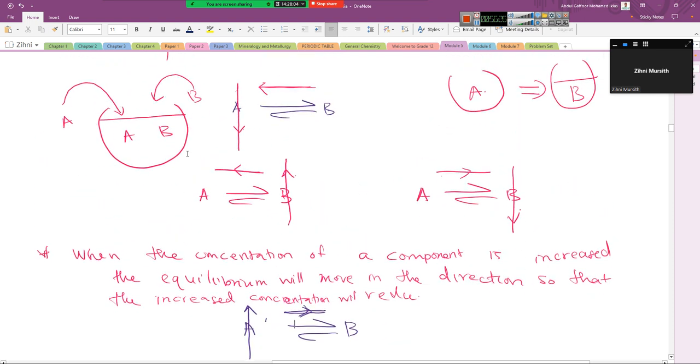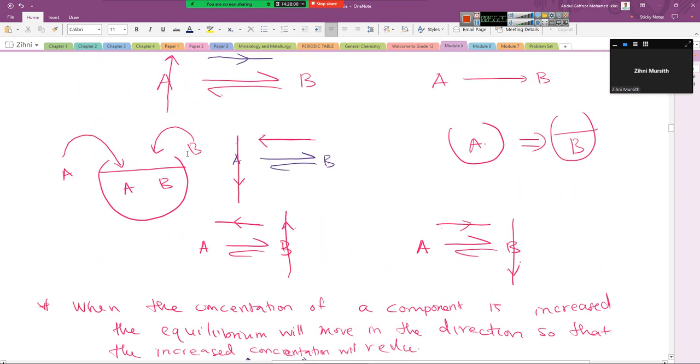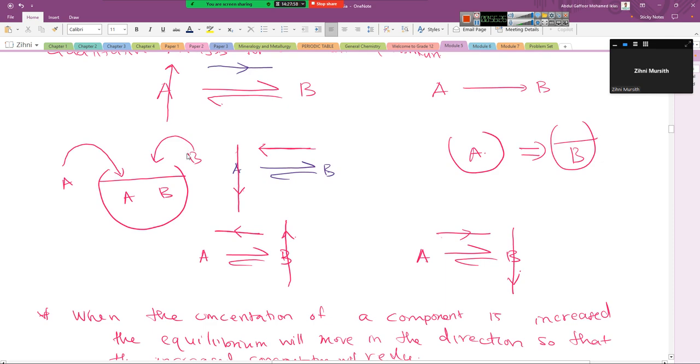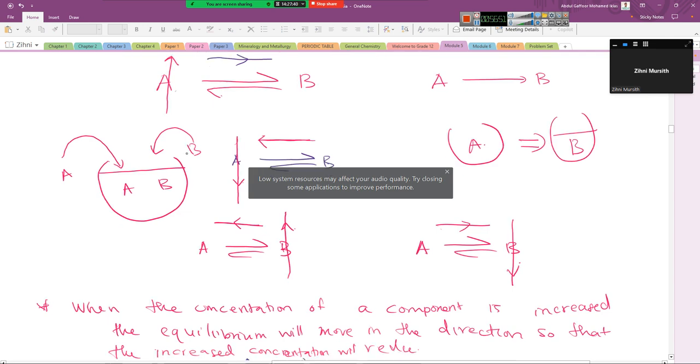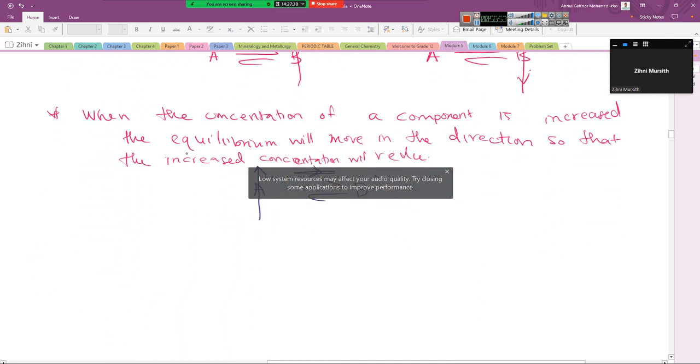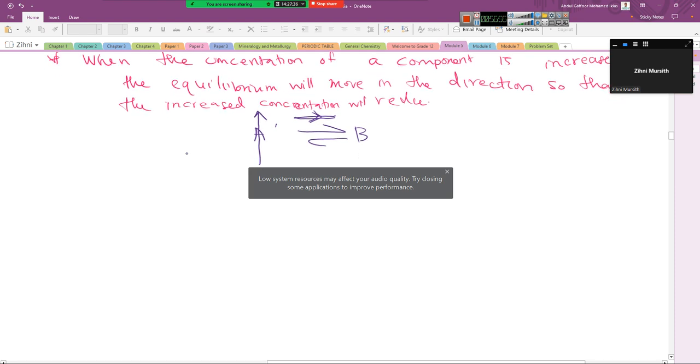Okay, so now you can observe a trend, right? When we increase the concentration of the reactant, the equilibrium will move in the forward direction, and when you increase the concentration of the product, the equilibrium will move in the backward direction. So you can remember this point also, right? So here, if you want, you can write this also.